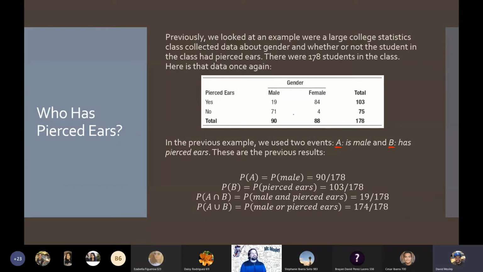In that case, we had to look at all the students who are male plus all the students who have pierced ears. And this is where we ran into the double counting issue. When we added 103 to 90, we ended up with a larger total than is possible because we double counted the number of males. So we had to subtract 19 to get the actual proportion. Okay. Do you need me to go into more detail on how we got these numbers from our previous example?